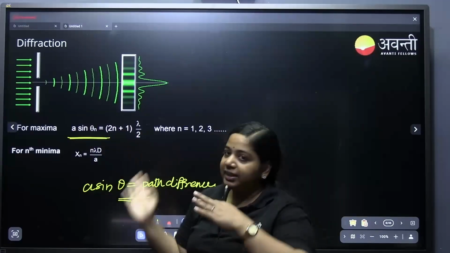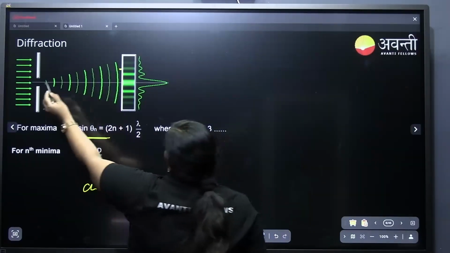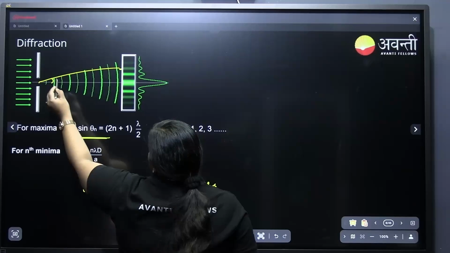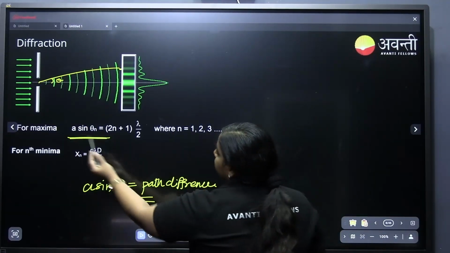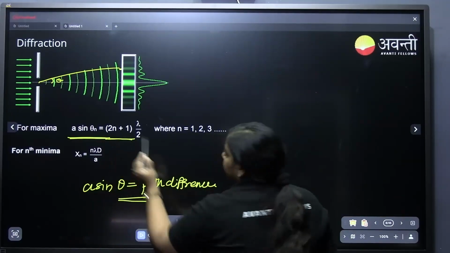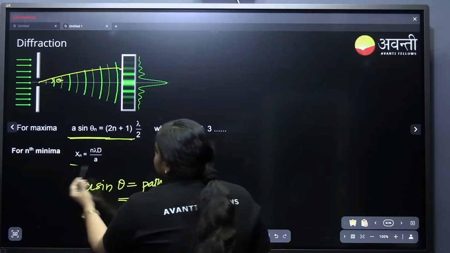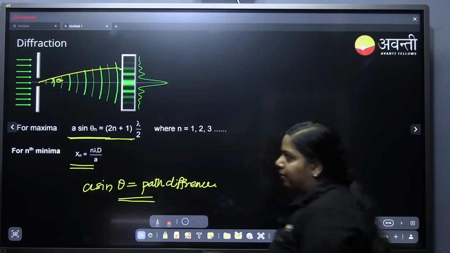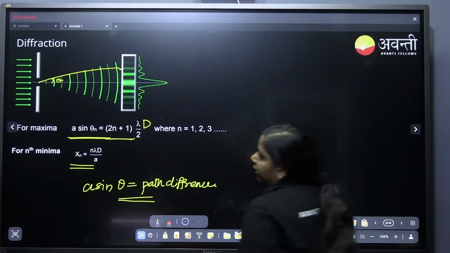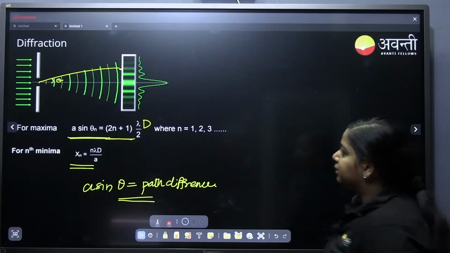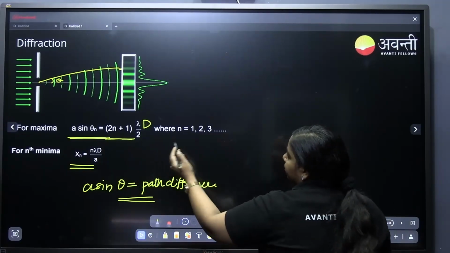Sin theta is the angular width, so if we are taking this point, what is this angle? This is theta. And here for maxima it is (2n plus 1) lambda by 2, and for minima it is n lambda. Here also D is there. For maxima, a sin theta equals (2n plus 1) lambda by 2.